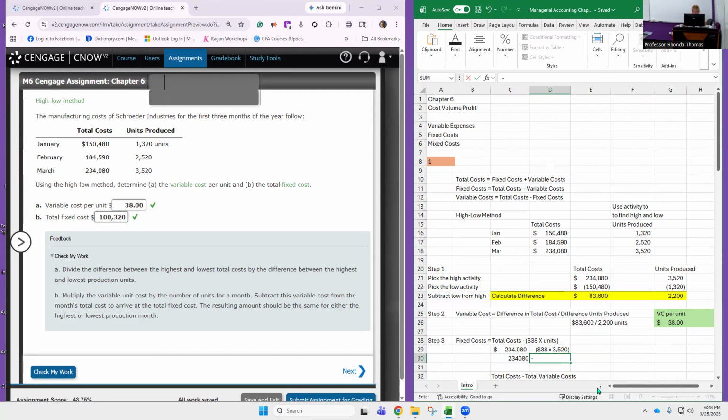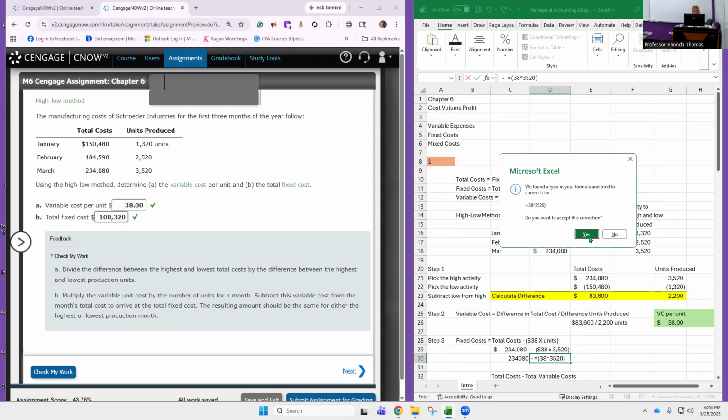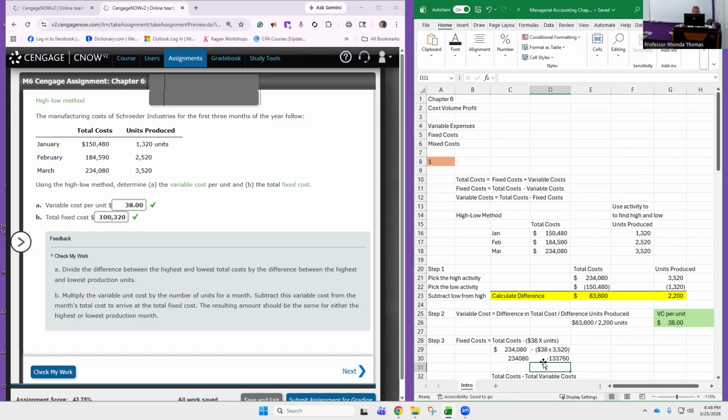Minus. Okay, I'm going to put equals $38 times 3,520. Okay, so there's that amount. That's how it got to be that. Okay, and these are now both dollars.